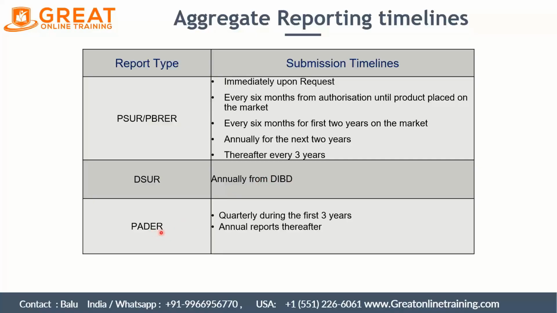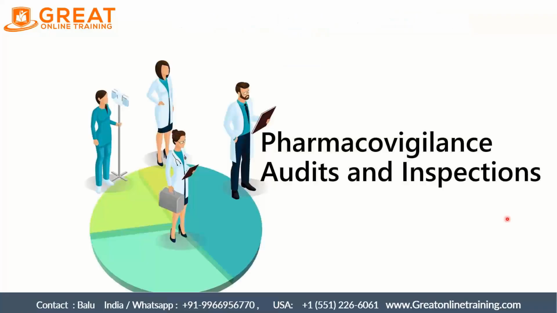And for PADER, which is required by the US FDA, the quarterly reports have to be submitted for the first 3 years and annual reports thereafter. So this is a requirement by the US FDA. And these are the aggregate reporting timelines which we need to memorize. And for the PSURs, the EMA maintains a list of the products by when they have to submit. So the companies will follow that list and they will submit the reports accordingly.